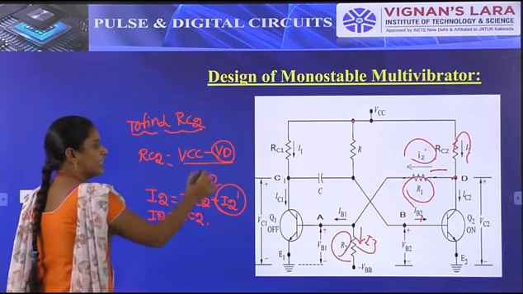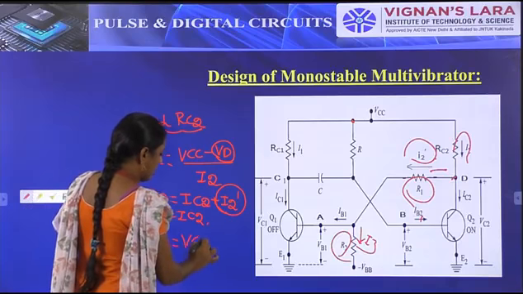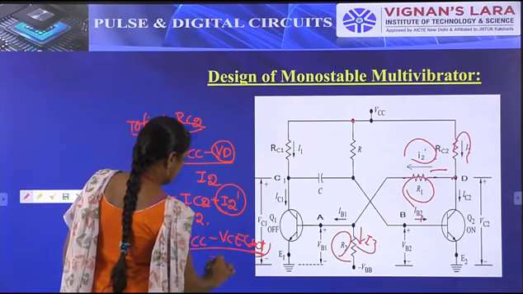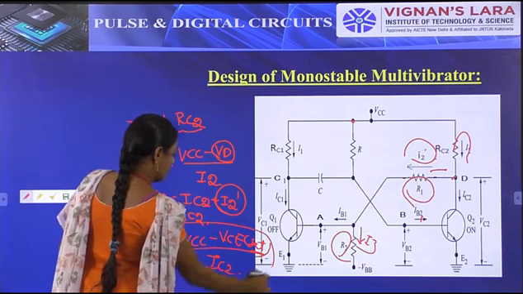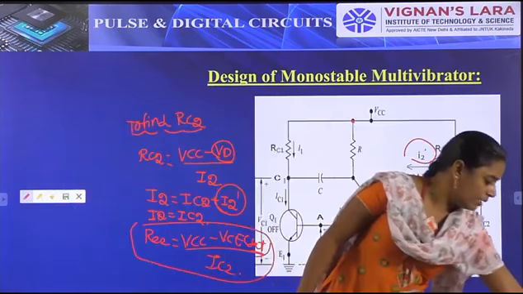And what is the VD? VD is nothing but VCE saturation. RC2 will be (VCC minus VCE sat) by IC2. Simply, this is the RC2 value.